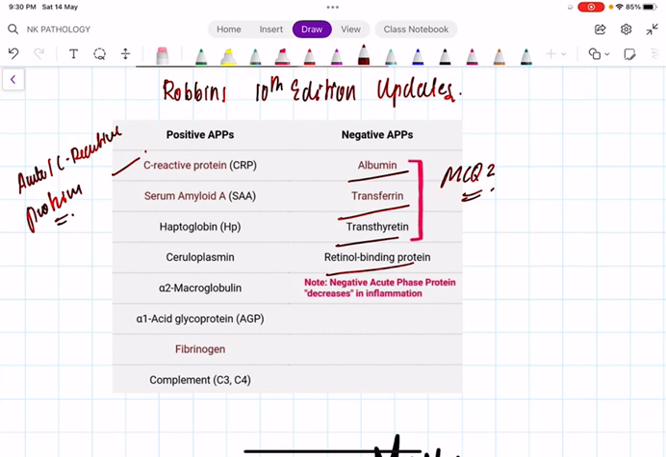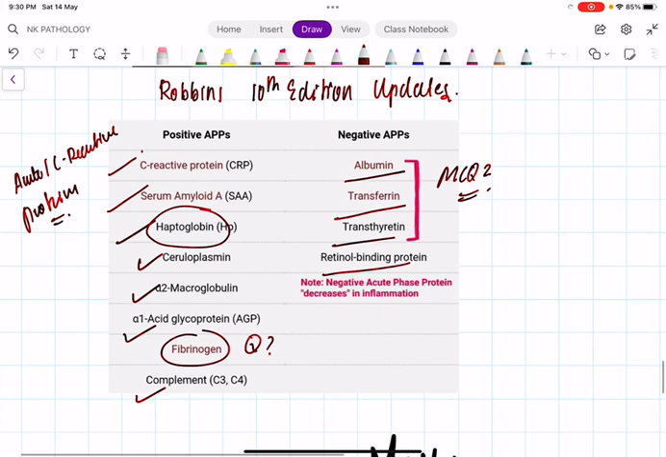Other than this, of course, serum amyloid A, haptoglobin. Haptoglobin has been asked as an MCQ. Fibrinogen has been asked as an MCQ. Then ceruloplasmin, alpha-2 macroglobulin, alpha-1 acid glycoprotein and C3, C4 complements. All these are examples of positive acute phase reactants. Remember, albumin, transferrin, transthyretin and retinol binding protein are examples of negative acute phase proteins.